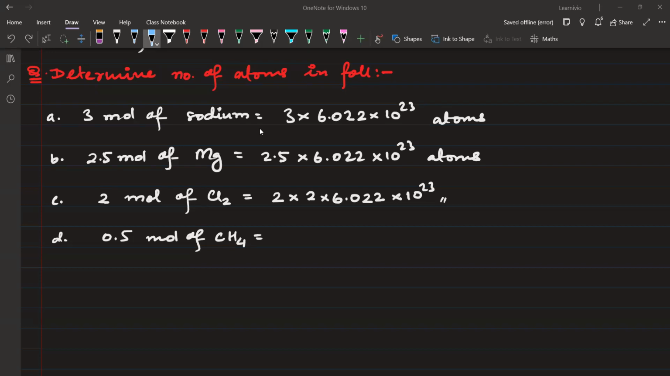So you have to go stepwise. In this particular CH4, we are having 5 atoms. I will multiply this by 0.5 mole. Mole is what? 6.022 into 10 to the power 20. Now I'm giving you one question. Please write.